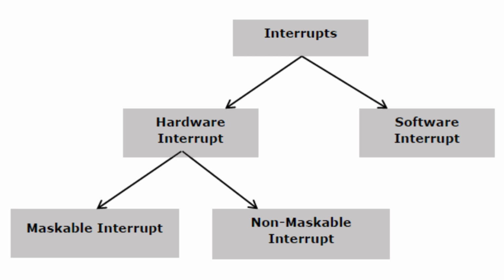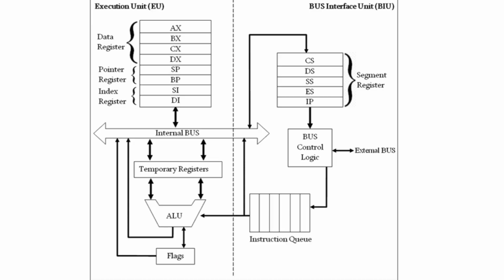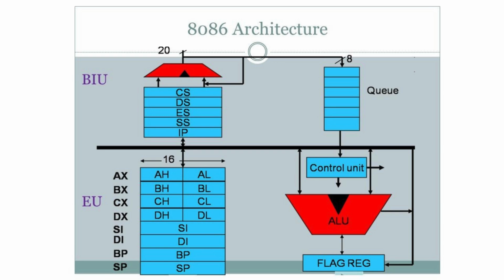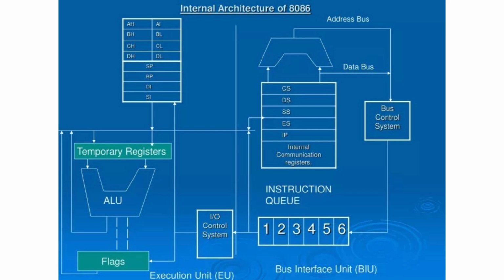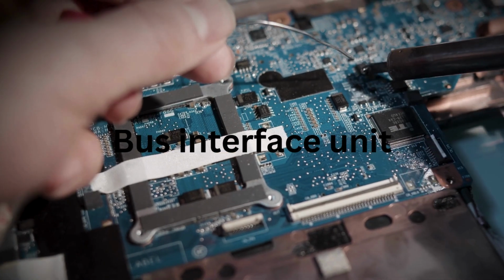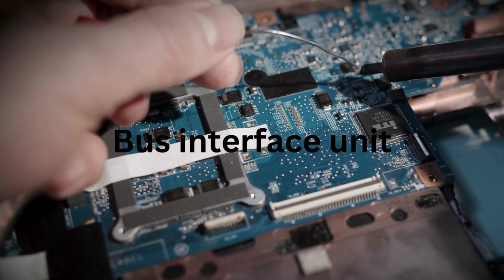Chapter 2. 8086 Architecture Overview. Now let's break down the architecture of the 8086 microprocessor. It's divided into two main parts. Bus Interface Unit, BIU, handles communication with memory and instructions. Execution Unit, EU, actually executes instructions and performs operations. Let's dive deeper into these units one by one.